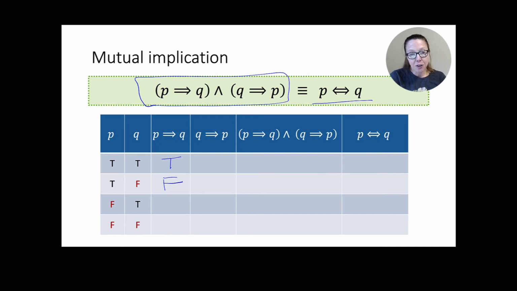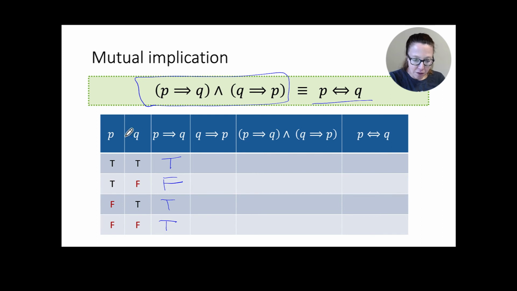And finally, for the remaining rows, it holds. That's because despite the fact that P is false, there's no ramification to that implication P implies Q. So it's not a situation where P is true and Q is false. Our implication holds.